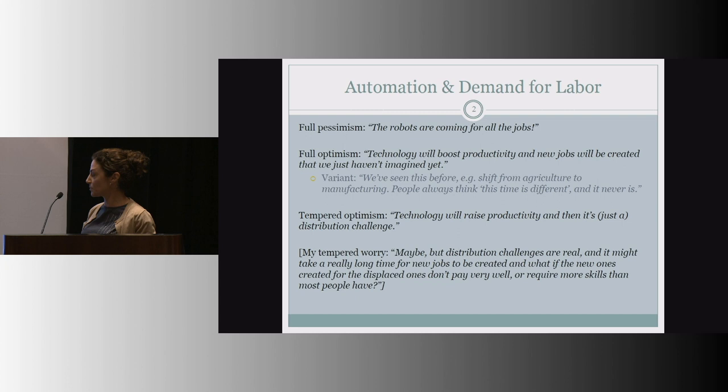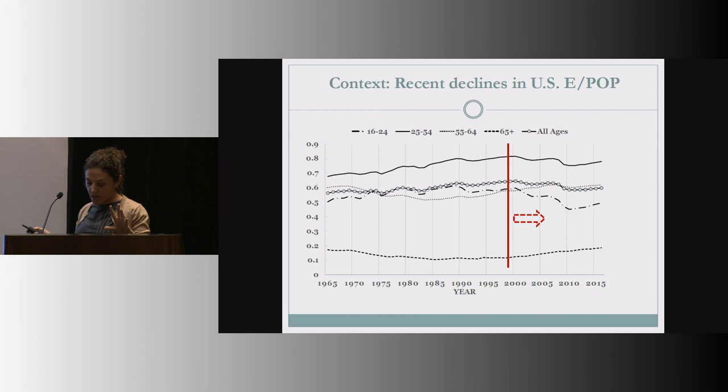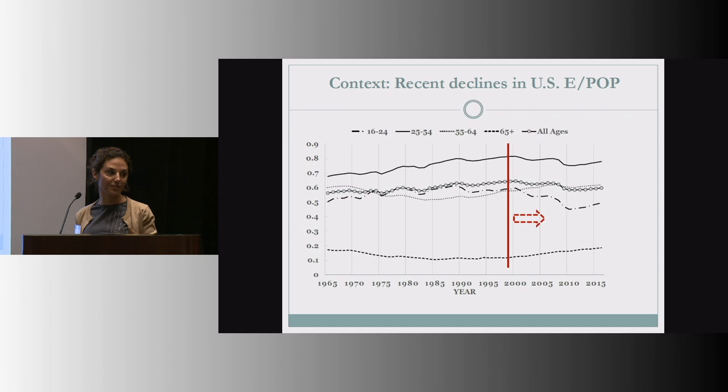Okay, so let me just put this in the context of two things that we worry about, just so we're all on the same page. There really have been sizable declines in the employment to population ratio in the US over the past 20 years. And in particular, the worry comes from the fact that these declines have been largest among young and prime age workers. In fact, older workers are the only ones we see in the US whose labor force participation rates or employment rates have increased. And so this is where the worry comes from.